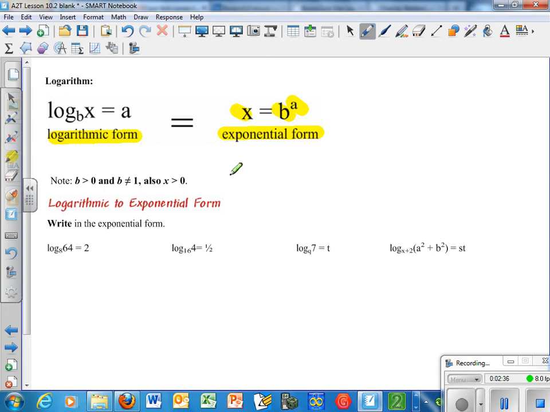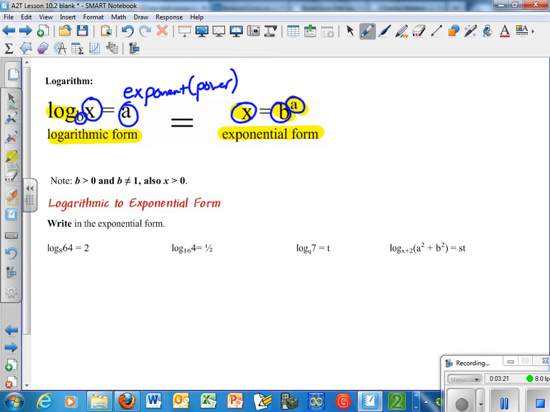When we write a logarithm, it's abbreviated with log. Notice this base right here is the little subscript after the word log. So it's a log with a subscript of b. The exponent, or the power, that was on that b is over here on this side. And then what it's equal to is right there, what you're taking the log of. Okay, now it's not going to make a whole lot of sense till we look at some problems here.